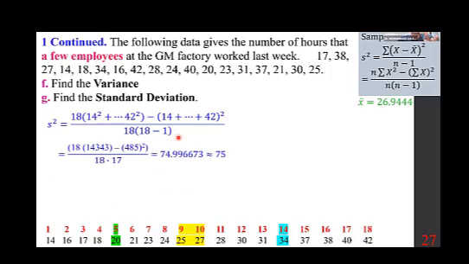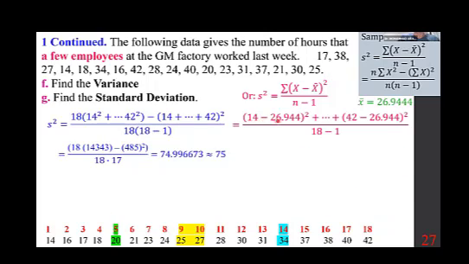Again, if you were to do it by hand and use this formula, summation of x minus x bar quantity squared over n minus 1, what that means is that each individual piece of data, in this case 14 for the starting one, minus x bar, which is 26.944, and square it, plus then the second one minus that, so on and so forth.